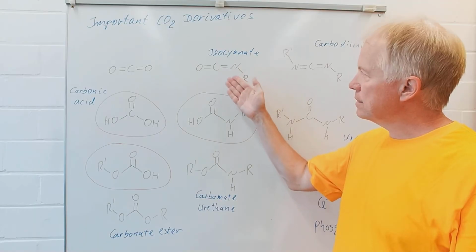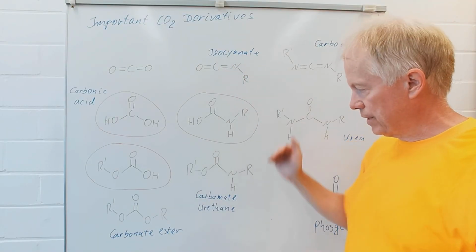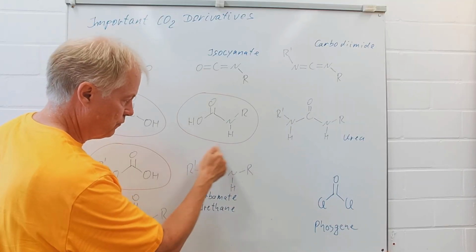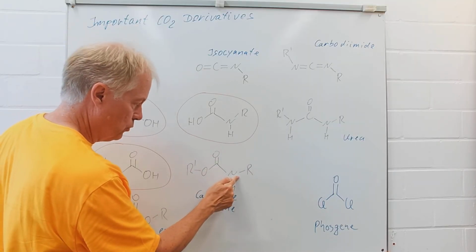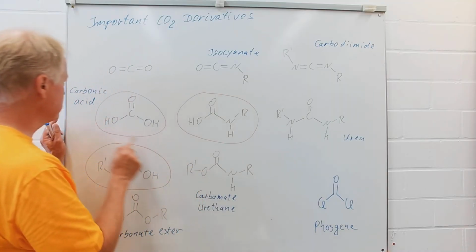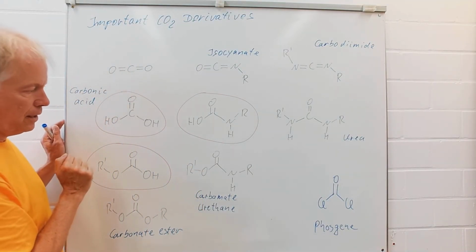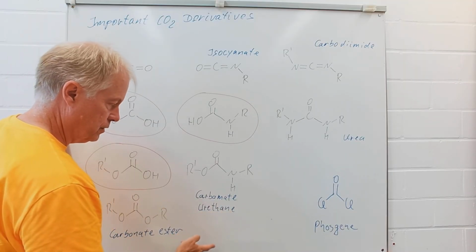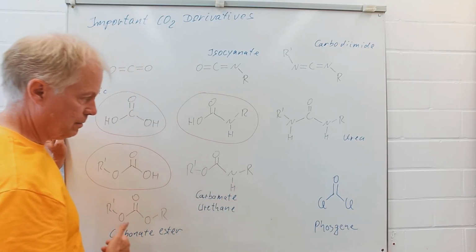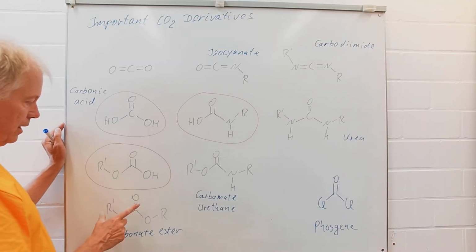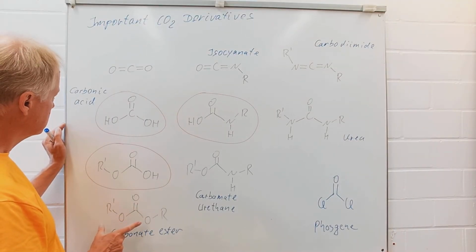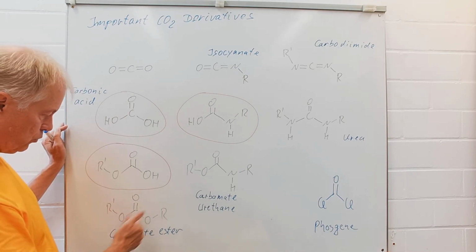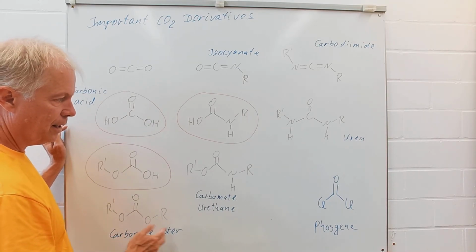If you add an alcohol to isocyanate, then you would get to this structure, a monoamide and a monoester of the carbonic acid. These structures are called urethanes or carbamates. If you have a double ester of carbonic acid, then you call that carbonate esters.